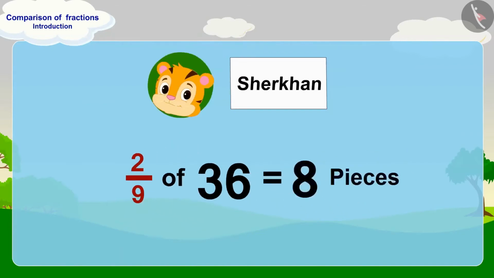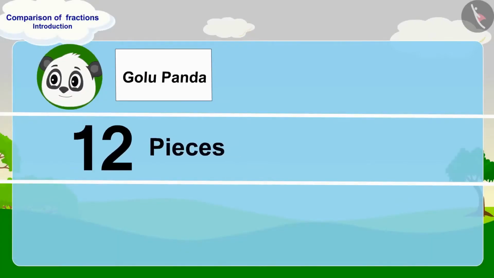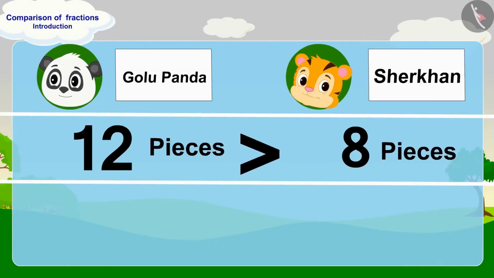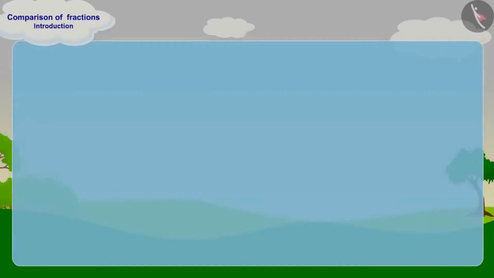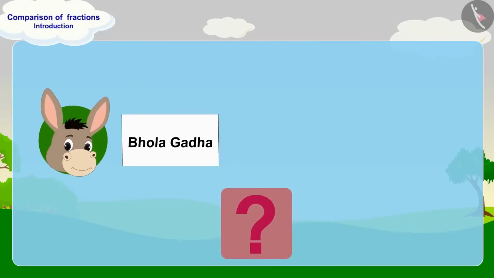Sher Khan has written his name on a total of 8 pieces of paper. Golu has written his name on 12 pieces and Sher Khan has written his name on 8 pieces of paper. Therefore, Golu has written his name on more pieces of paper than Sher Khan. We can also look at it in this way, that the fraction 1/3 is bigger than 2/9. Children, can you tell how many pieces of paper Bhola has written his name on?